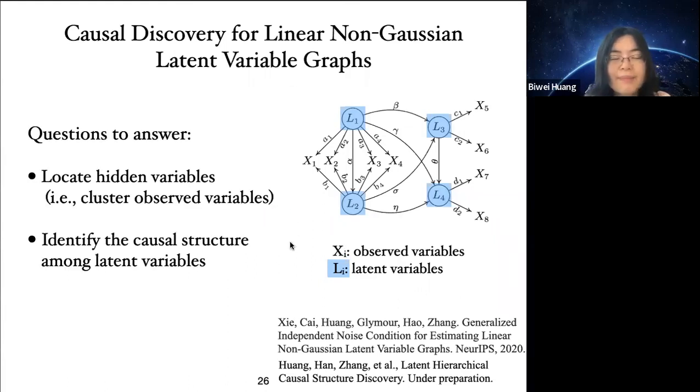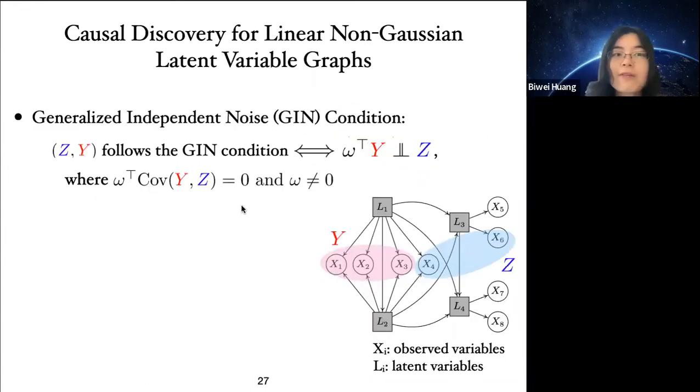So given only the observed variables X, we answer the following two questions. First, how can we locate the latent variables, or in other words, cluster the observed variables? And second, how can we identify the causal structure among the latent variables? To answer the two questions, I will first introduce a new condition, the generalized independent noise condition, GIN for short. And I will convey the main idea from this example. Suppose Y and Z are two sets of observed variables. If we can find non-zero combinations of Y variables that are independent from Z, then we say Z and Y follow the GIN condition. With the GIN condition, although we only use the measured variables X, it turns out we can find a uniform way to analyze both latent variables and measured variables.